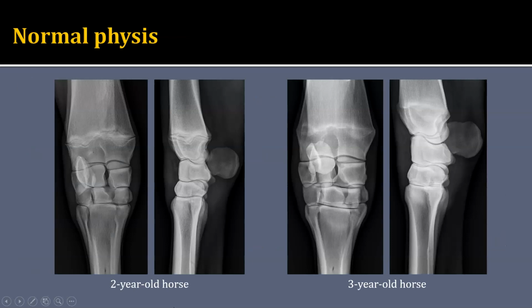So this slide just shows the normal distal radial physis in two different patients, a 2-year-old horse on the left and a 3-year-old horse on the right.